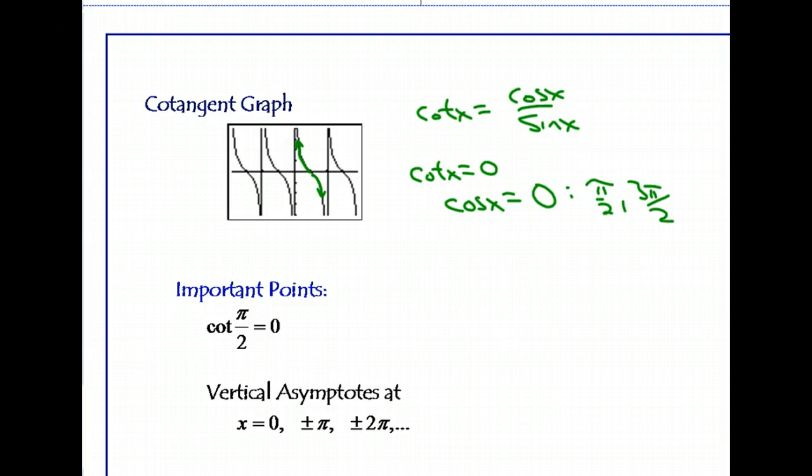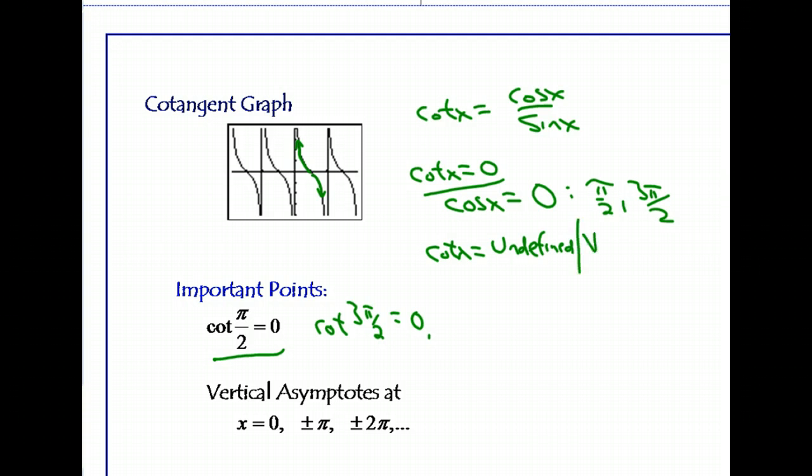So everything gets switched around between a tangent and a cotangent. So the zeros now are at pi halves, 3 pi halves, 5 pi halves, 7 pi halves, plus or minus, that would work. So that's where the cotangent is 0. Where is the cotangent of x undefined, meaning where does the cotangent of x have vertical asymptotes?